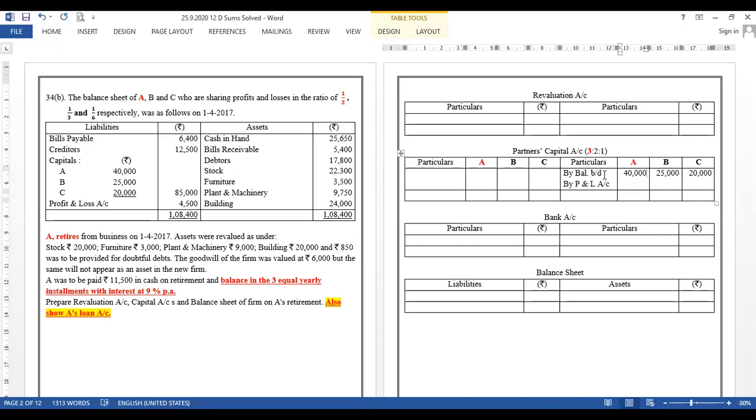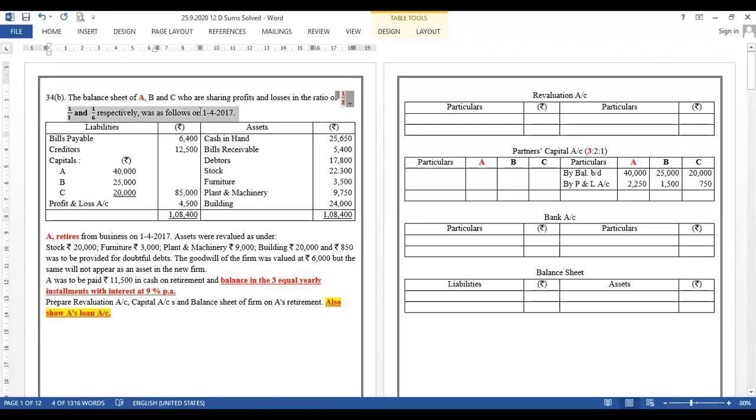Profit and loss account is 4,500 and the ratio given to us is in the fractions 1/2, 1/3, 1/6. If I just equalize the denominators, 6 will come, so that will be 3:2:1. So 4,500 in the ratio of 3:2:1 divided by 6 will be 750, so 2,250, 1,500 and 750. This is the distribution of the profit and loss account in the old ratio, that is 3:2:1.